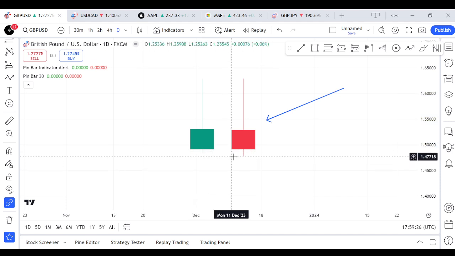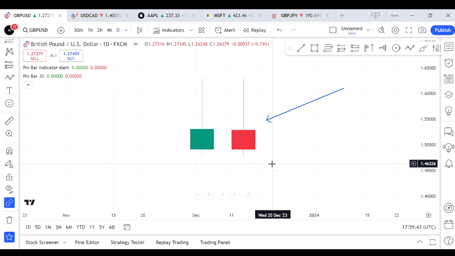The next characteristic of this pattern is context in a downtrend. For this pattern to be considered a bullish shooting star, it must appear after a downtrend or pullback. Its presence indicates that the downtrend or pullback momentum might be weakening, and the reversal to the upside could be on the horizon.